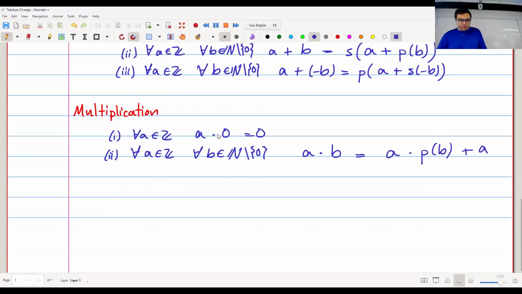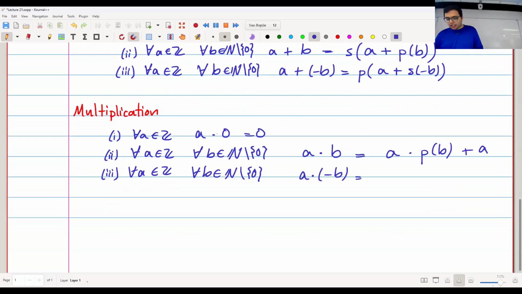Okay. And then for the other case, if I want A times minus B, what can I do? I can say first do A times the successor of minus B and then subtract A. Right? But I don't have subtraction. Yeah. Right. So I can write it like this. I can write plus minus A. Great. So now I have multiplication.